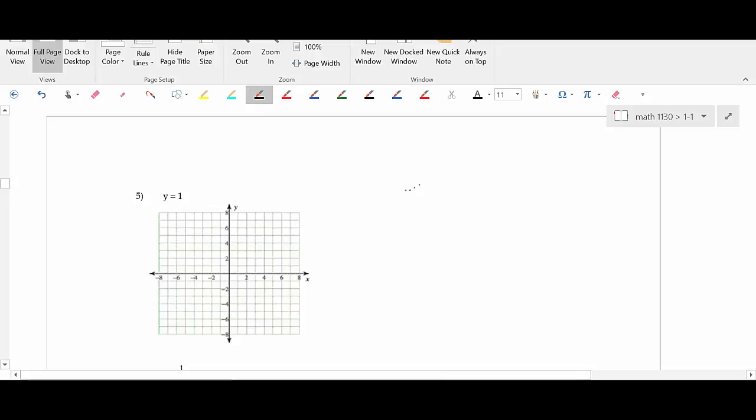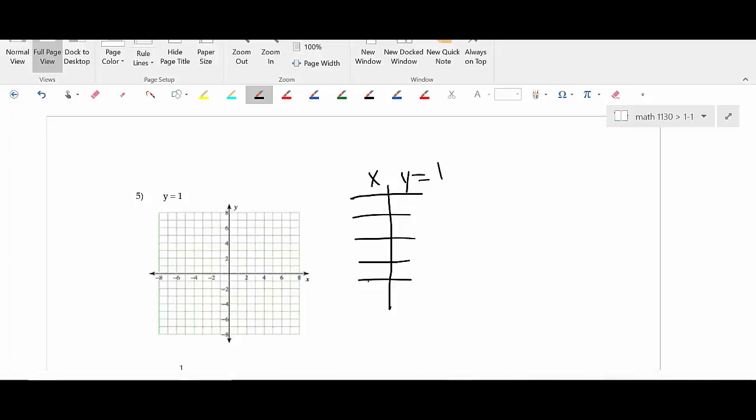Okay, so I just want to do several of these because on your homework, you're just going to have generally something solved for y, and you make a table of values. So this is x, and then this is y equals 1. Okay, now what's weird about this one is, what is the y value always going to be? Okay, because that's what it says. Y is 1. It can't change. There's no x to plug in.